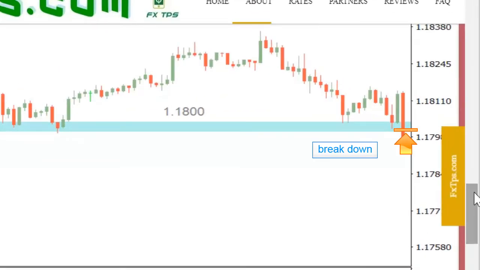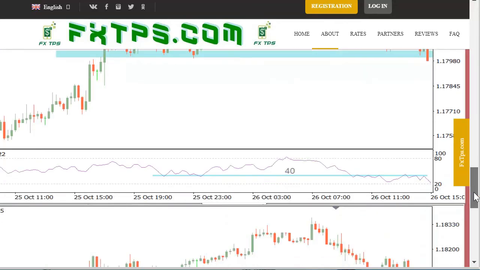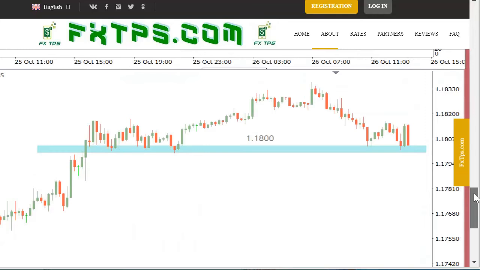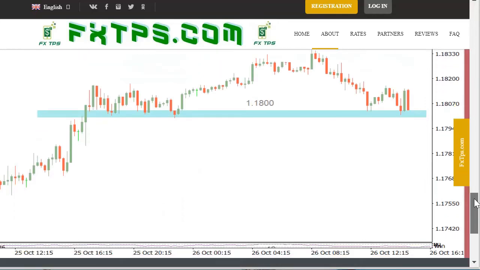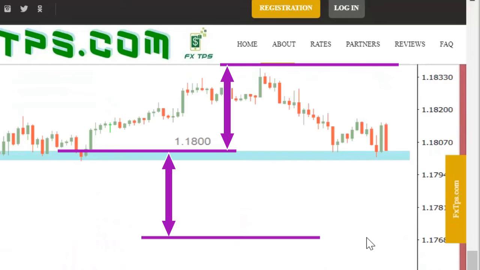When EUR/USD breaks through this support level, 1.1800, a sell signal is triggered. The minimum target for this trade is equal to the range of the pattern. That is the height from the support line of the pattern to the resistance line of the pattern, applied below the support line from the breakdown point.